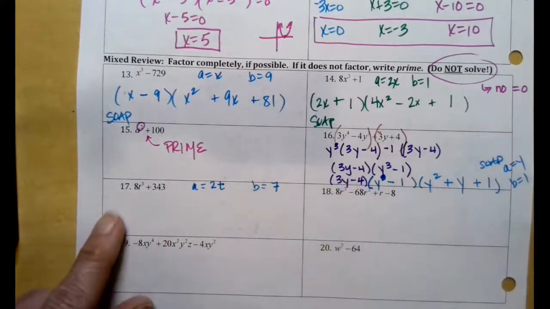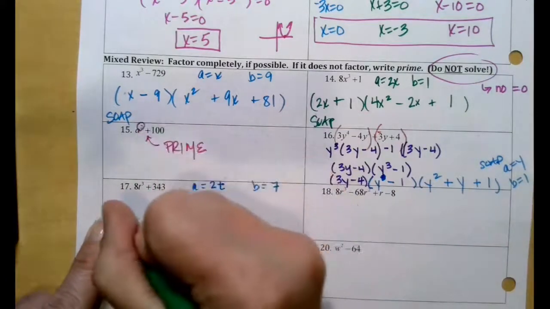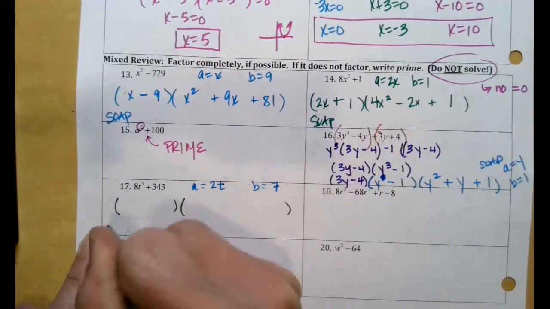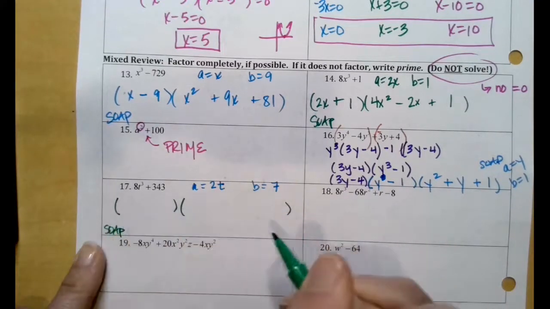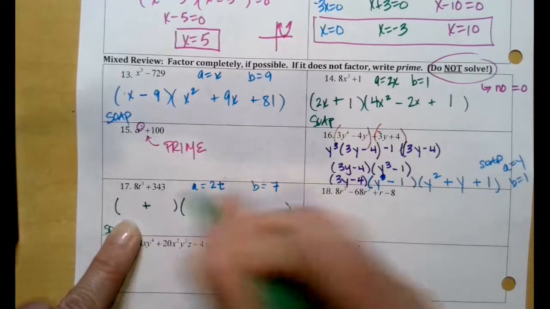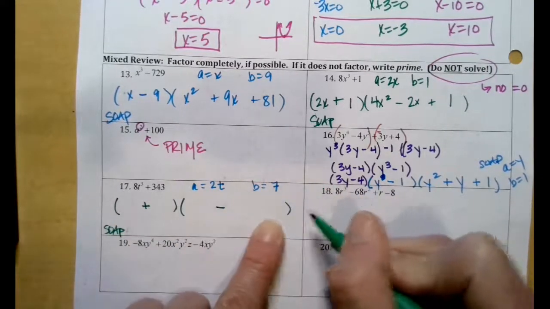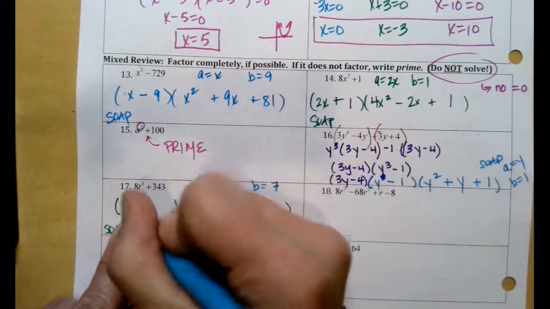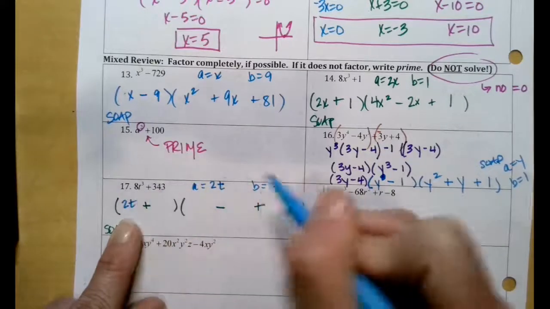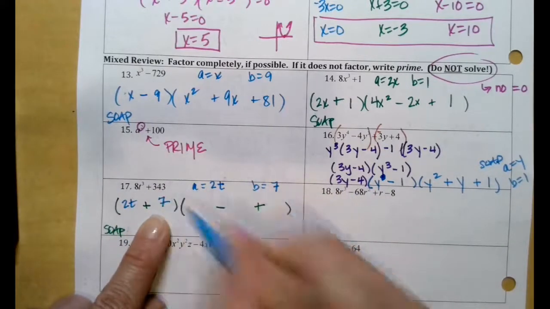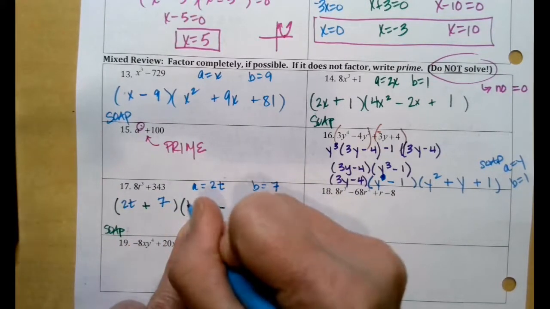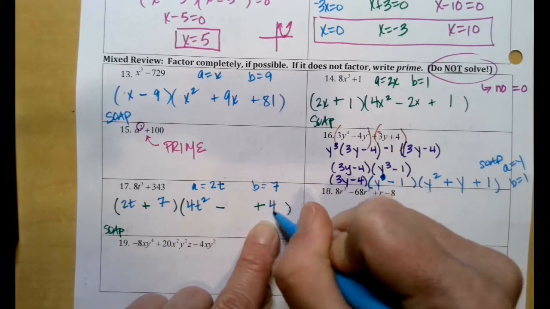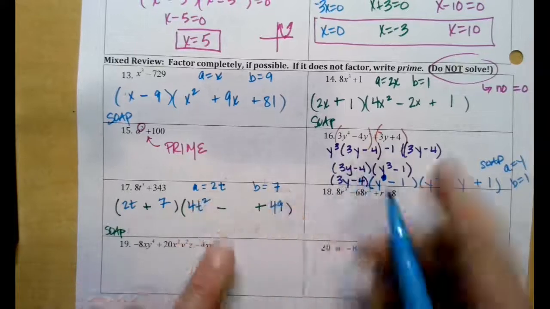So here we go. Binomial, trinomial, and let's use some SOAP. Same sign, opposite, always positive. And my A goes here, and my B goes here. Here's for A squared, B squared, A times B.